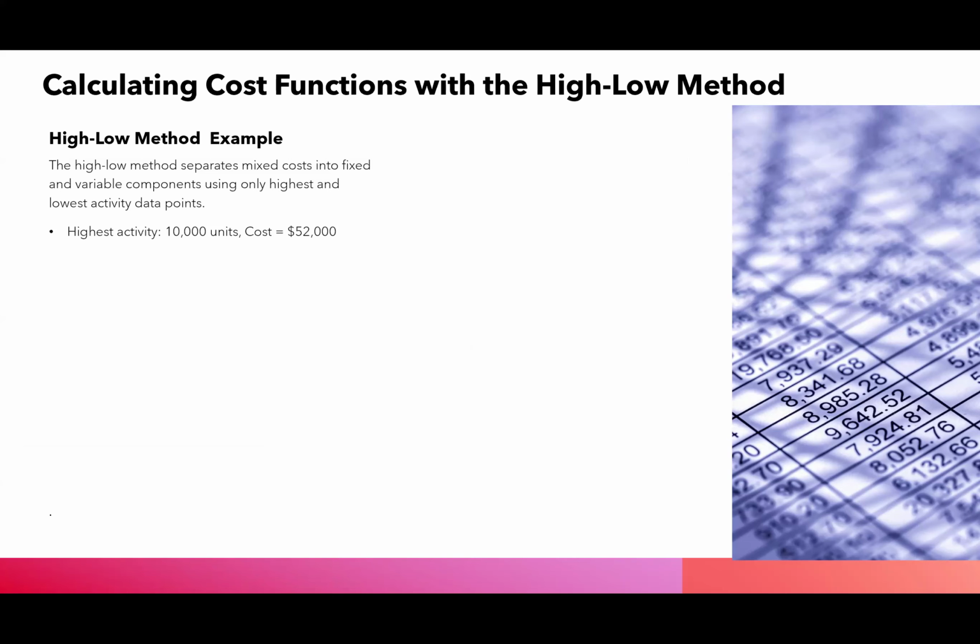The example is saying you are given a highest activity. You didn't have to pick, they are already giving you highest and lowest activity, and they are giving you your cost. Remember, the number of units produced is your independent variable, which we call x. The resulting cost is your dependent variable, which we call y. So you are given two data points, x1 and x2, and y1 and y2. Now the question is asking you to write the cost equation.